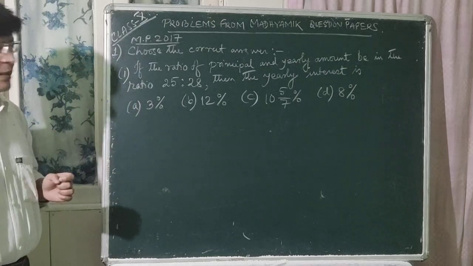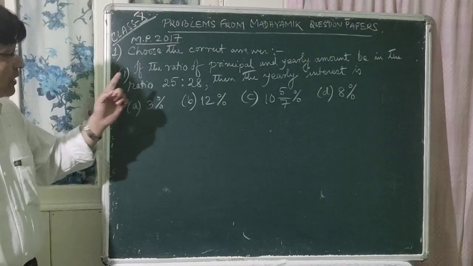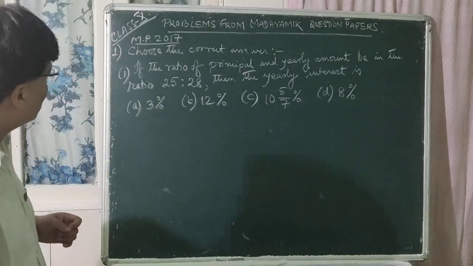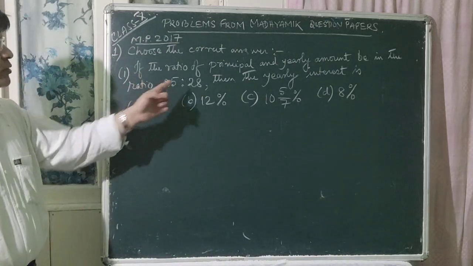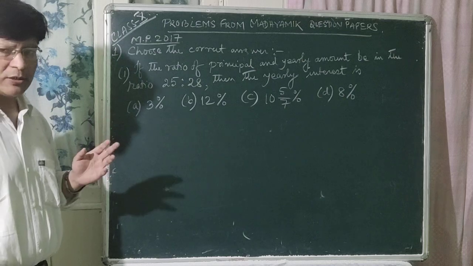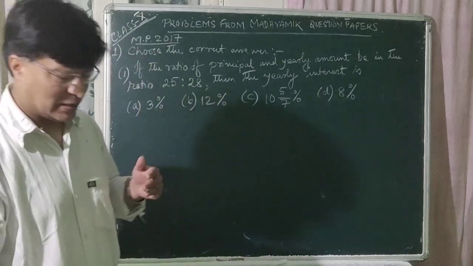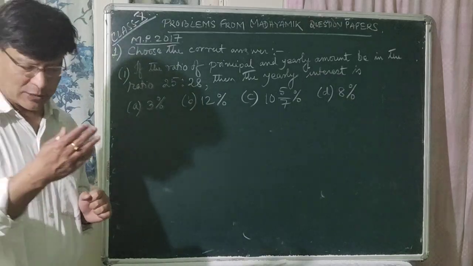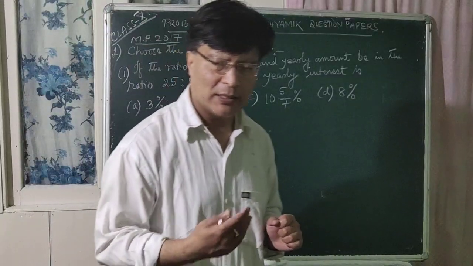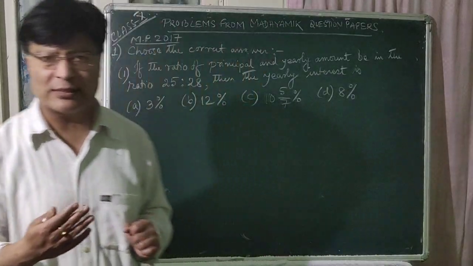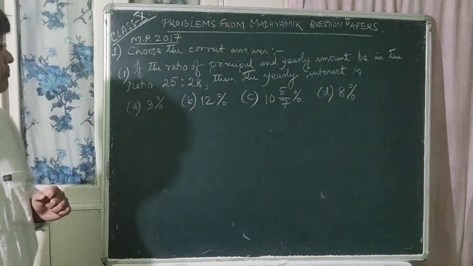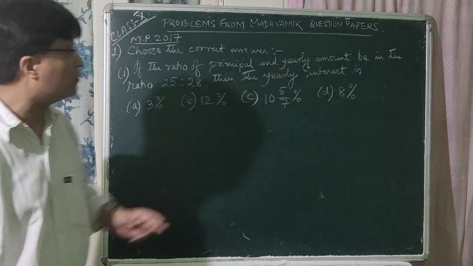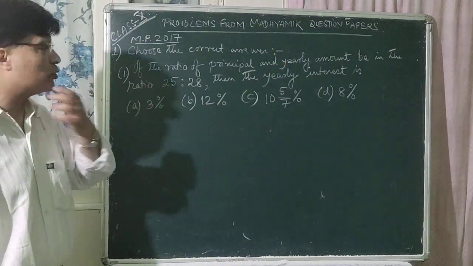So question number 1 is: if the principal and yearly amount be in the ratio 25:28. That is, you know ratio, you have done it in class 8 or 9, ratio A:B, like that. That is actually a fraction, A upon B. So in terms of ratio it can be written as A:B. So if the principal and yearly amount be in the ratio 25:28.